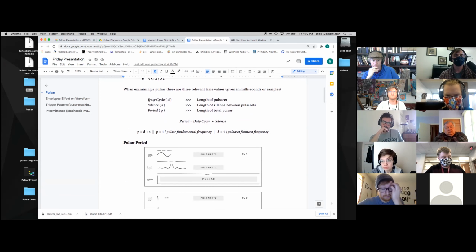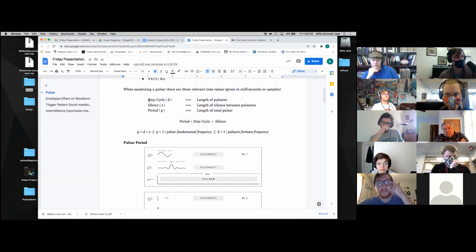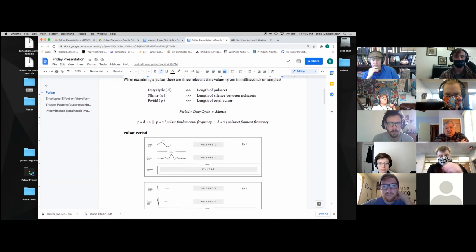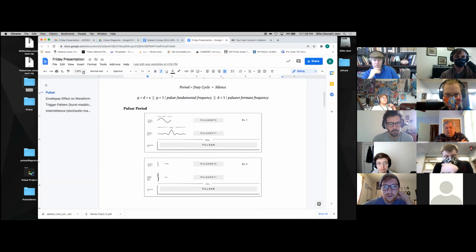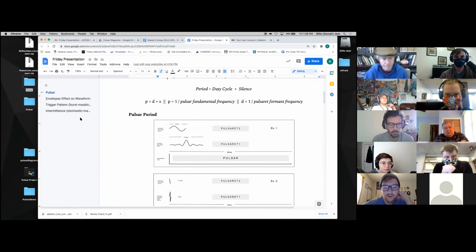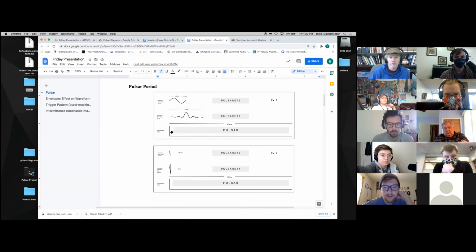There are three things to consider in a pulsar train. The duty cycle, which is D, just like a square wave or a pulse wave. It is the amount of time that the pulsaret is running for, the length of the pulsaret. Then the period of silence between pulsarets. And then the period, the total length of the pulsar. So here is a picture of one period of a pulsar. All right, so for example, this is 50 milliseconds long.